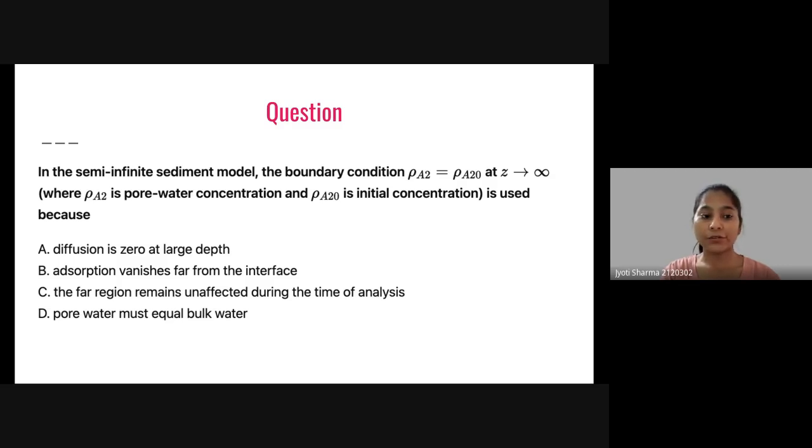Okay, so I start with the question only. My first question is, in the semi-infinite sediment model, the boundary condition rho A2 is equal to rho A2 0 at z approaching infinity, where rho A2 is pore water concentration and rho A2 0 is initial concentration, is used because I have four options here. Diffusion is zero at large depth. Adsorption vanishes far from the interface. The far region remains unaffected during the time of analysis. Pore water must equal bulk water.